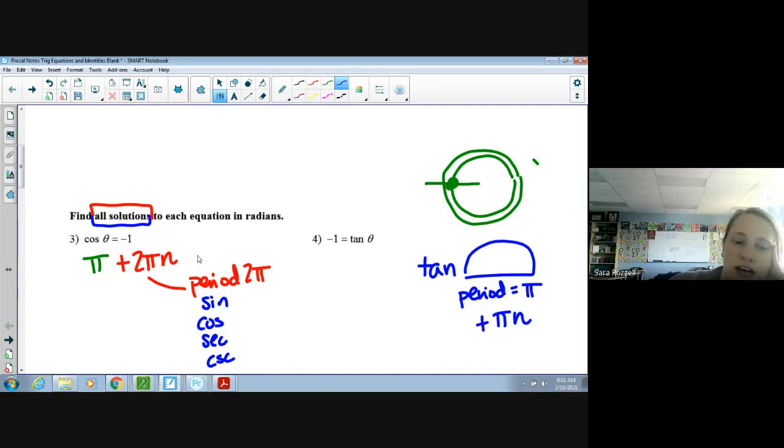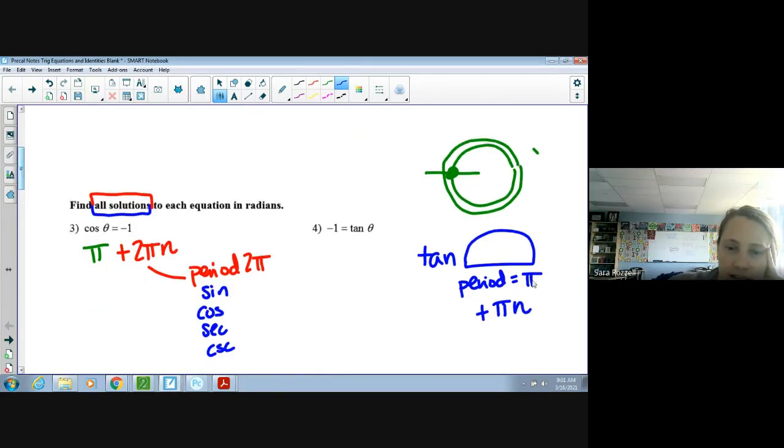So for cosine, sine, secant, and cosecant, it's 2 pi n because it repeats every time around the circle. And tangent repeats every half around the circle. So you only have to look at the top part of your unit circle for tangent. You don't have to do the whole thing because that repeats every pi. So it's going to show up in the bottom. You're going to go ahead and get that when you write plus pi n.